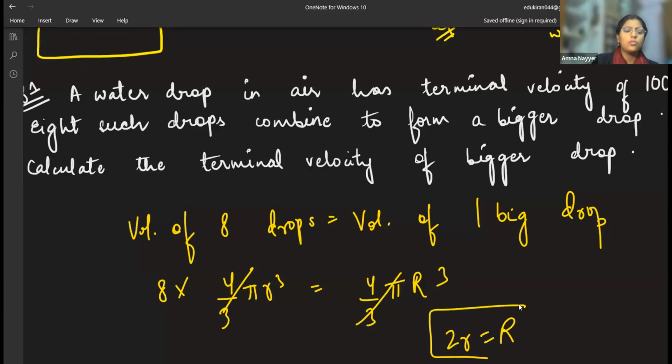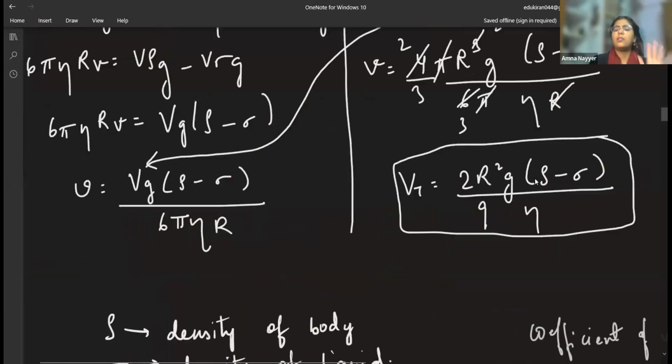This is one relation. Why do we need it? You will see. Class, tell me one thing. In this entire calculation, right now, in this particular question, what all things do we need? 2 is a constant. 9 is a constant. Coefficient of viscosity, eta, is a constant. Acceleration due to gravity is constant. The fluid is the same, both before and after.